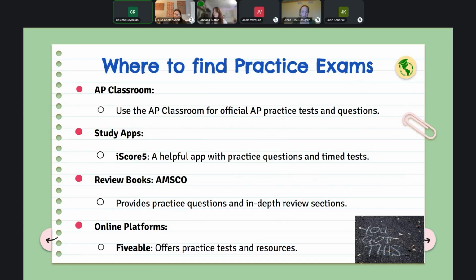There are study apps. I always recommend my students download the iScore 5. They're always on their phones, right? So I always say, if you're on your phone for 15 minutes, do the iScore 5 app and answer some questions. The more you see, the more you're reviewing, the more mistakes you make, the more you're going to learn. There are review books. There are lots of them. AMSCO is a great one. It also has practice questions and in-depth review sections if students need a little extra explanation. And then there are online platforms as well.